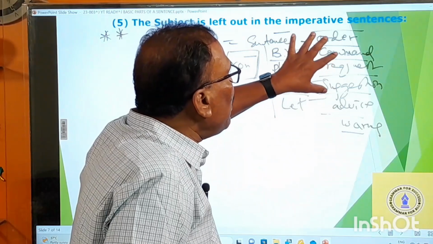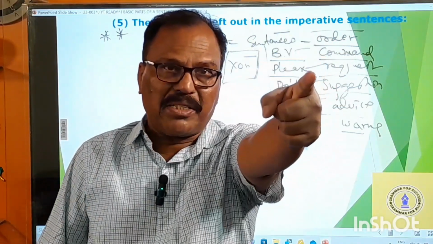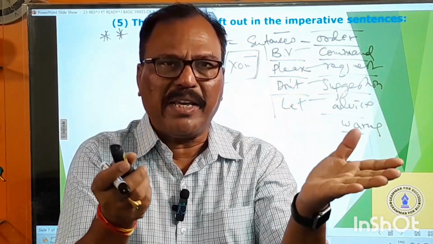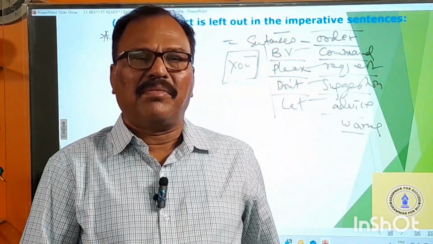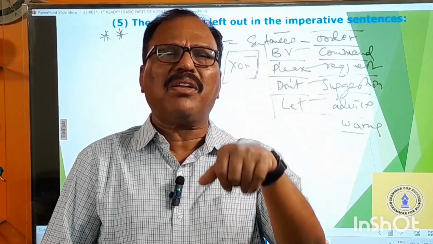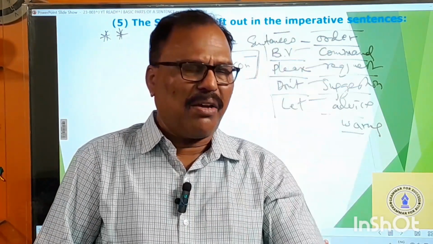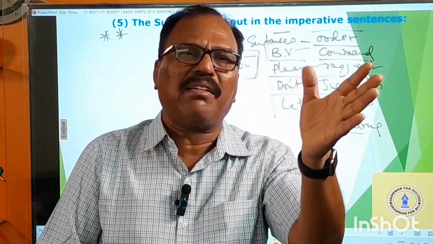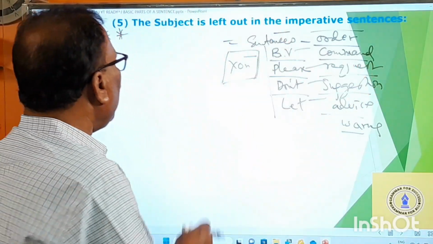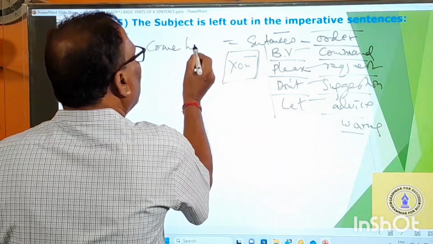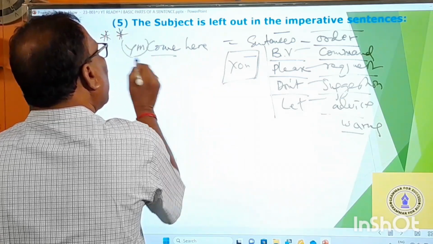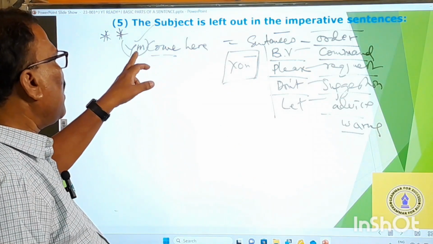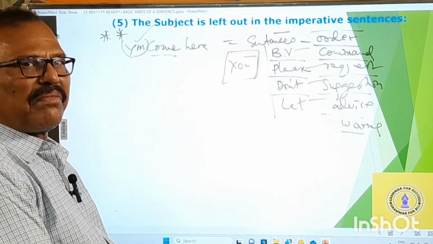Because these imperative sentences are spoken to the second person. Second person means the person spoken to, with whom you are speaking. Therefore, again and again, you don't say, hey, you come here, you do this, you go there, you write down, you sleep. Every time you don't say you. You simply say, hey, come here, yaar. Come here means you come here. Here, you is understood because you are talking to that person only. That's why you, the second person, is not needed. So come here itself is enough.